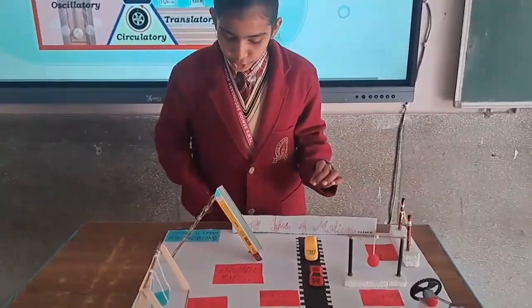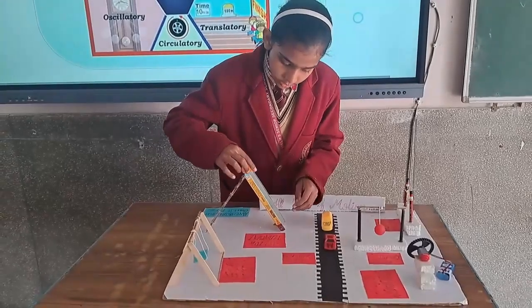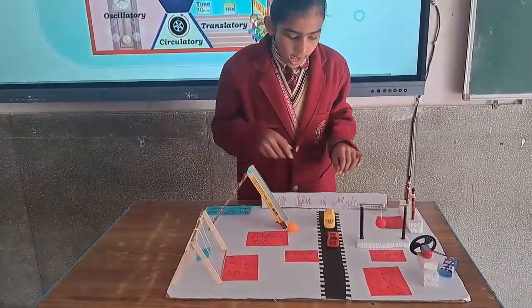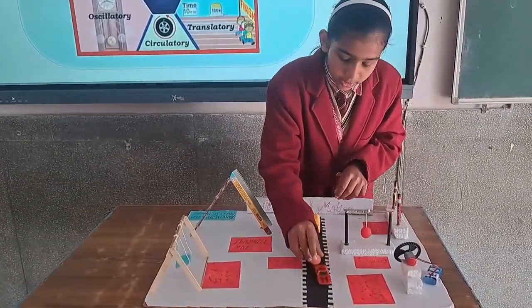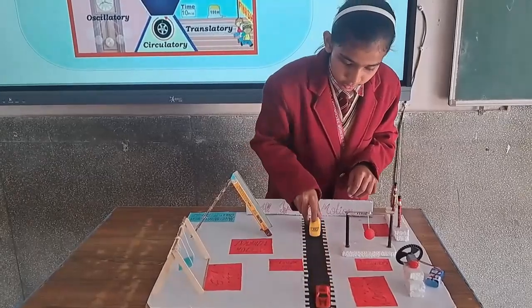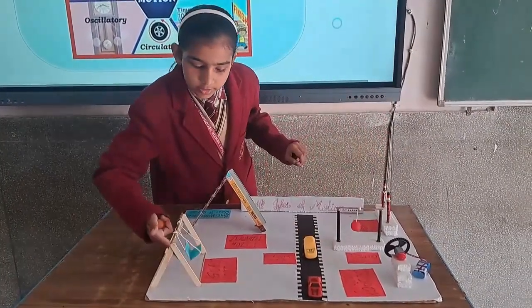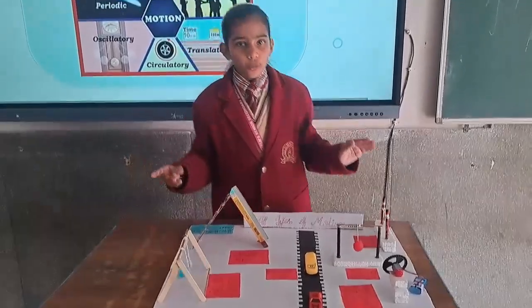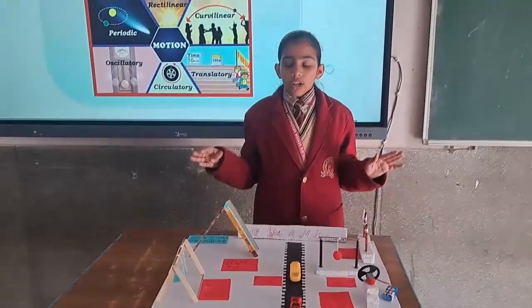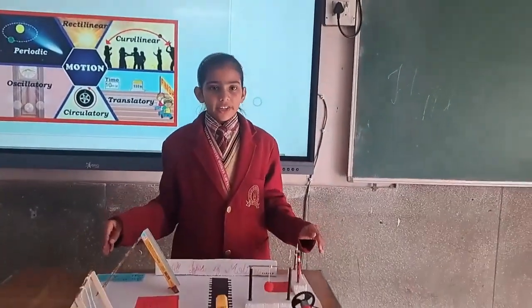This is downhill motion, and this is rectilinear motion, and this one is periodic motion. When an object repeats itself at regular intervals, it is called periodic motion.